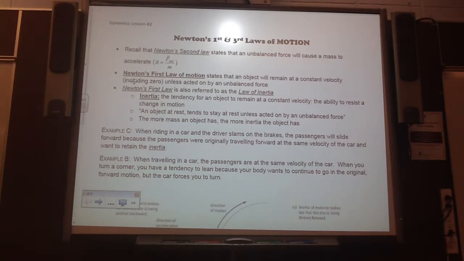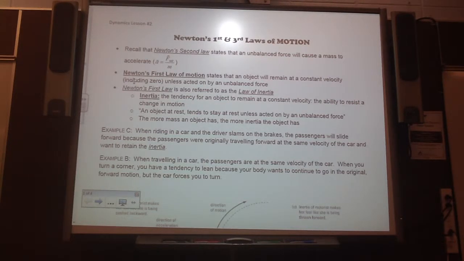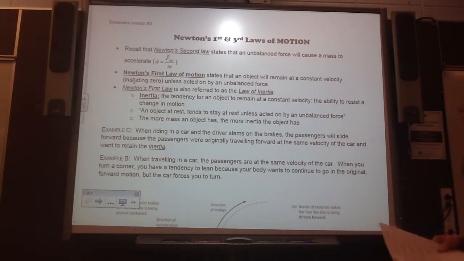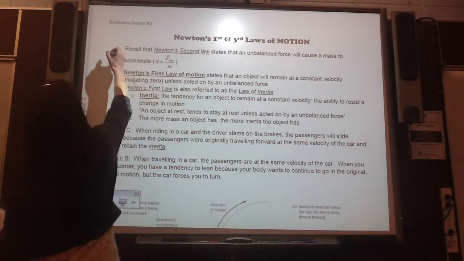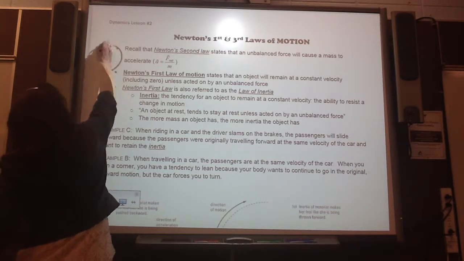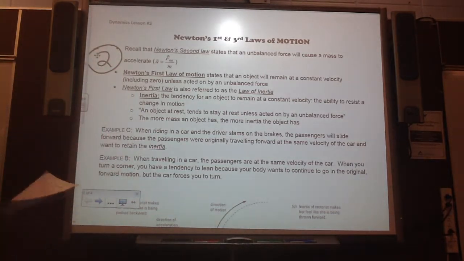Alright, so we will be finishing Newton's laws today. Recall that Newton's second law states that an unbalanced force will cause a mass to accelerate, and we used our formula F equals ma, or a equals F over m, rearranged. So let's just put a big 2 beside here to remind us that's Newton's second law.